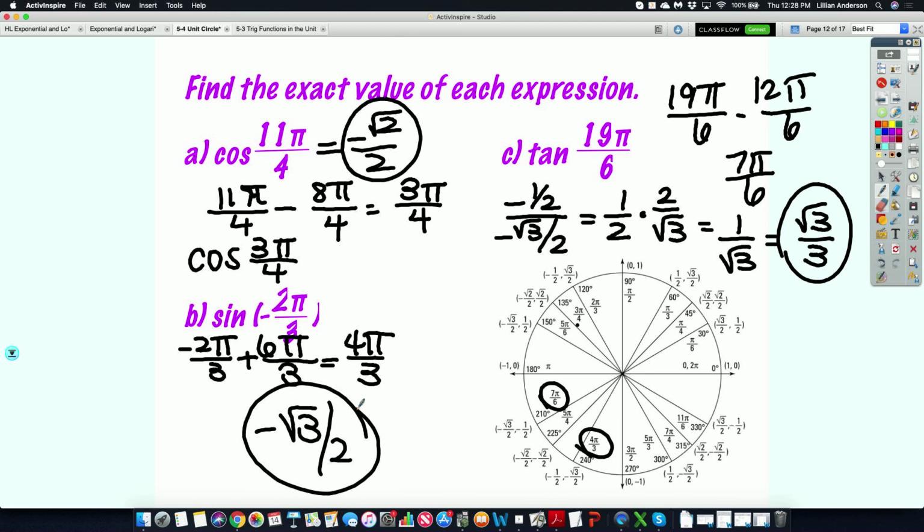If the angle is not on your unit circle, you find a coterminal angle that is, and the trig function of that one is the trig function of the one that I'm asking you to find. Let's do a few on your desk, and that'll be it for the day.